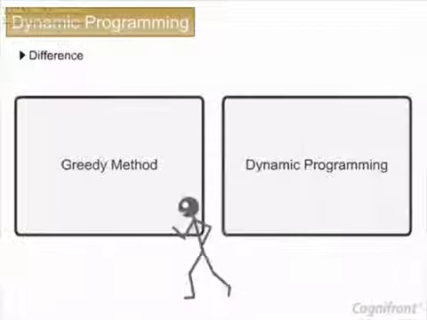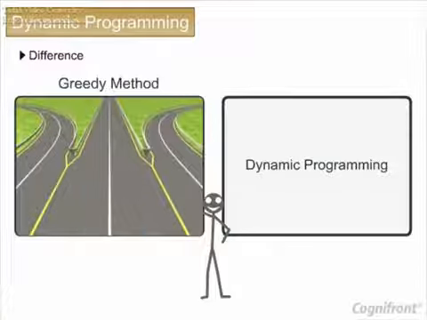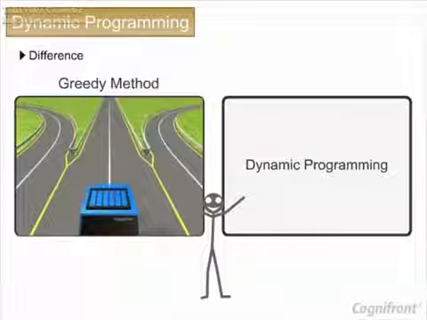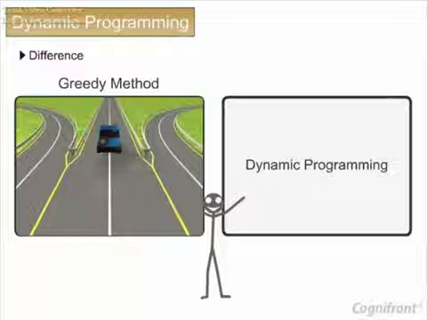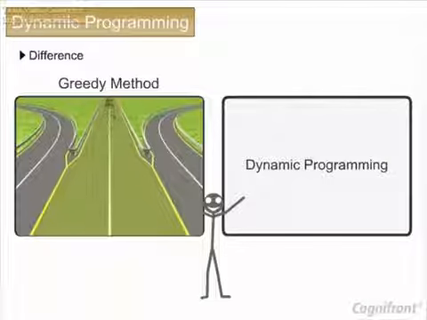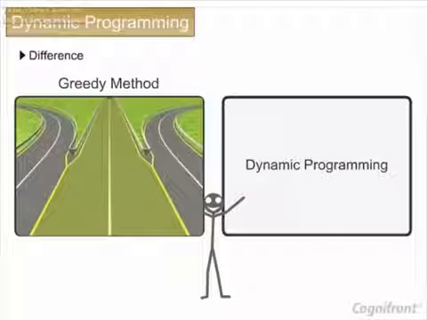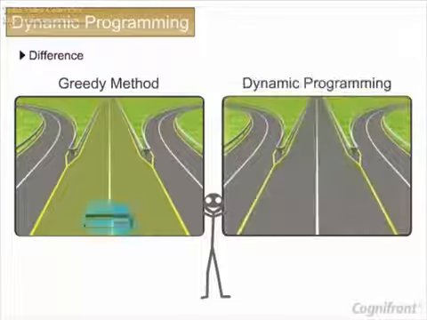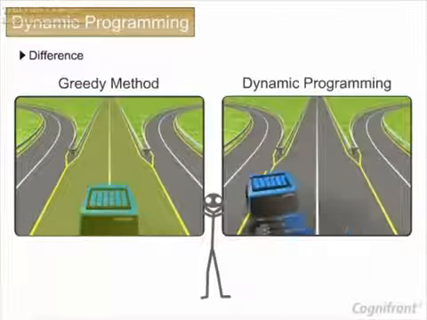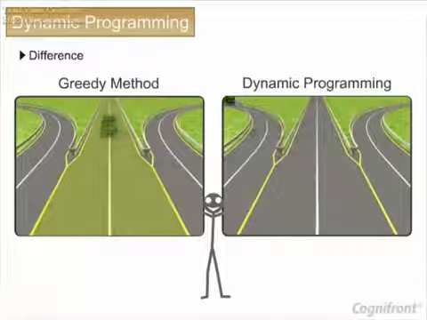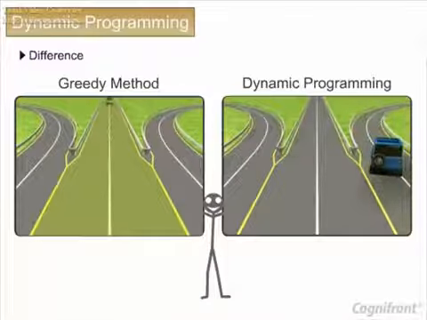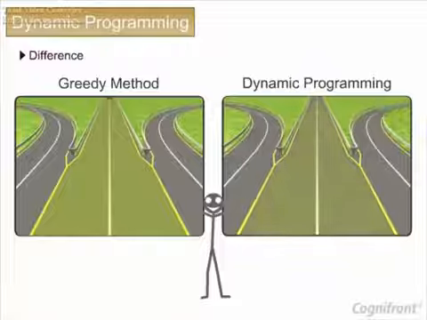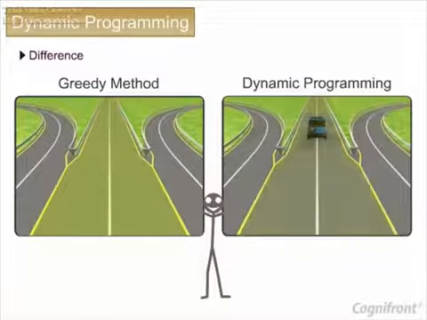The only difference between greedy method and dynamic programming is that in greedy method only one decision sequence is ever generated, and in dynamic programming many decision sequences may be generated and the optimal one is selected at the end.